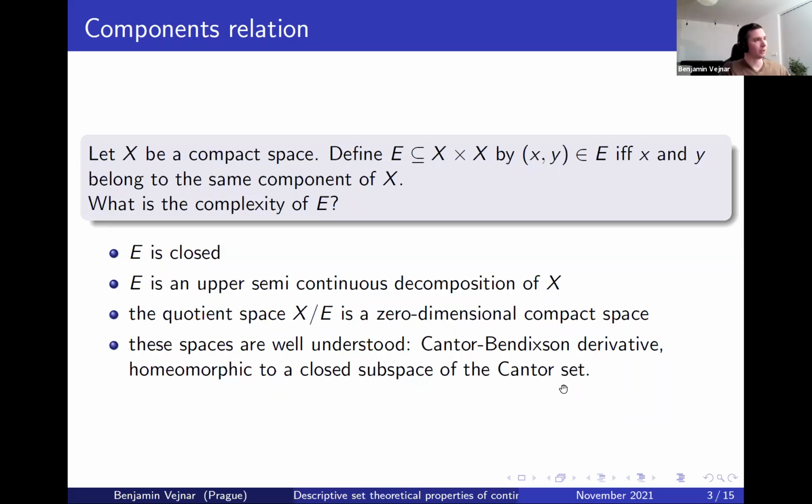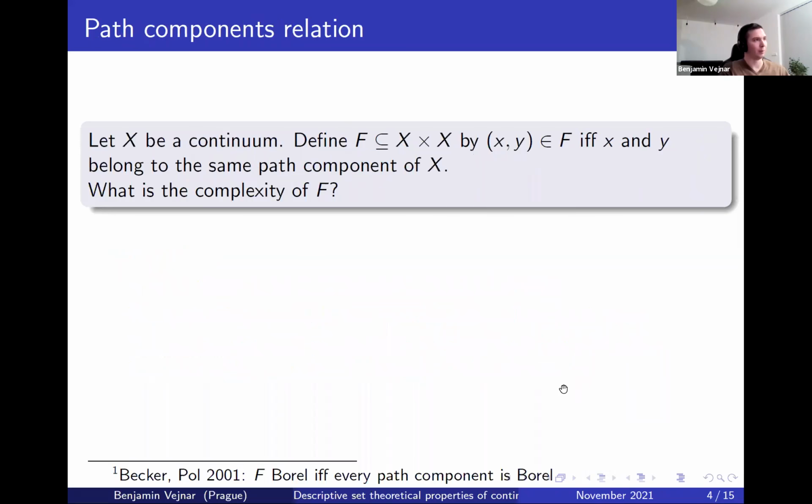Now let me consider a relation which is formed in a similar way, but here we do not use components, but path components. So here we suppose that X is even a continuum, and we define the following equivalence relation F in such a way that a pair XY is in F if and only if X and Y belong to the same path component of X. And again, we can ask what is the complexity of this F.